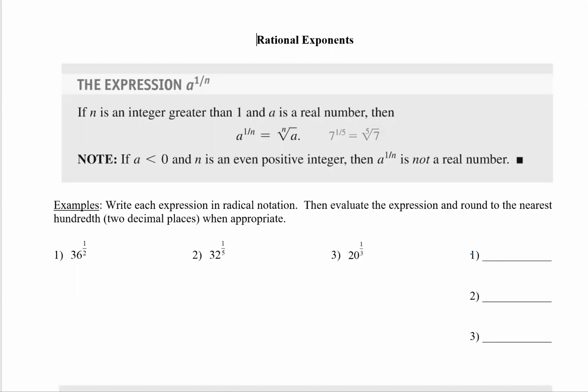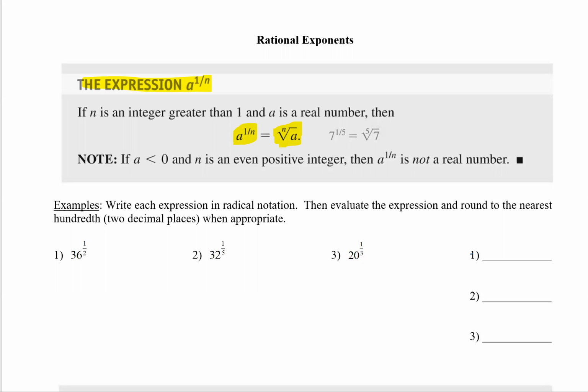Let's learn about rational exponents. So the expression a to the 1 over n can be defined as: if n is an integer greater than 1 and a is a real number, then a to the 1 over n is equal to the nth root of a. Notice that the denominator becomes the index.